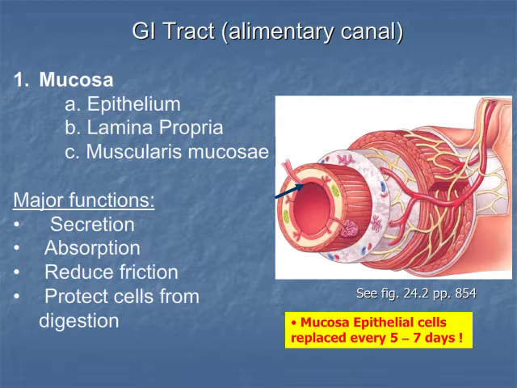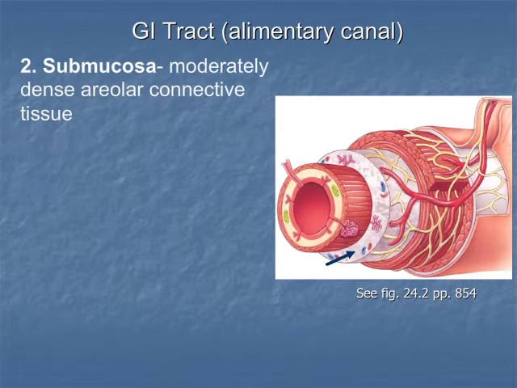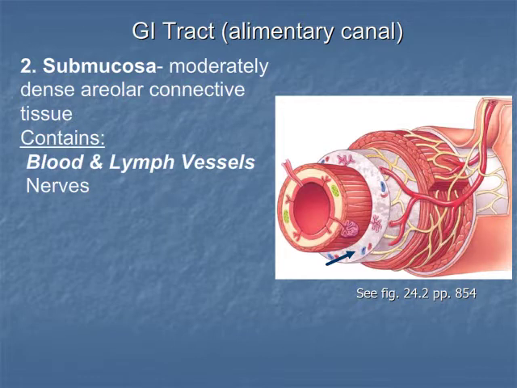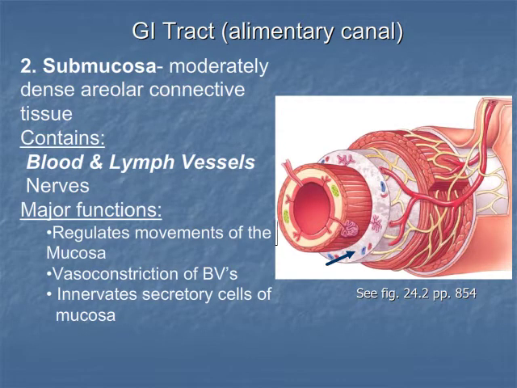So underneath the mucosal layer, we're going to find something called the submucosa. And the submucosa is made up of moderately dense areolar connective tissue. The submucosal layer contains both blood and lymphatic vessels, as well as nerves. In fact, it's important to know that you have more nerves or more nervous tissue within your digestive tract than you do within your entire spinal cord.